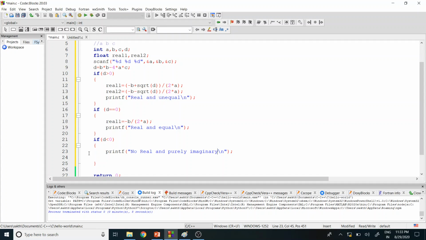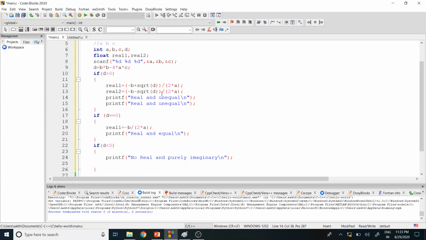for our equations. Now the values we got, real 1 and 2, we have to print in our output window. To do that, I'm going to use the printf statement for printing the values. So let us print the values here. We're going to print the two values, percentage d and percentage d. So in this I'm going to print the two values: one is real 1, and another is real 2.